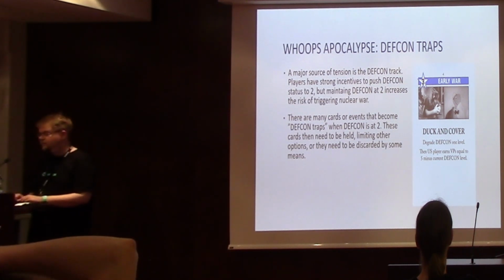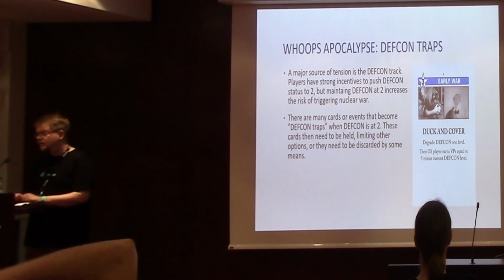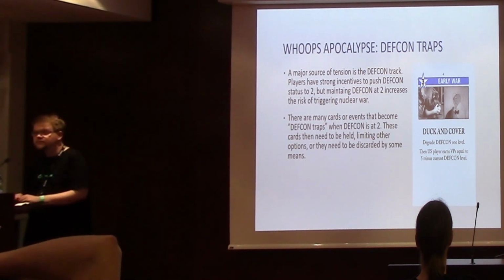Here's an example of a DEFCON trap. It's a US event, and it degrades DEFCON by 1 level. If DEFCON is at 2, and you are the USSR, and you play this card, you're going to lose the game if you play it as an event, or if you trigger the event, because it's going to drop DEFCON to 1, and then you lose the game.